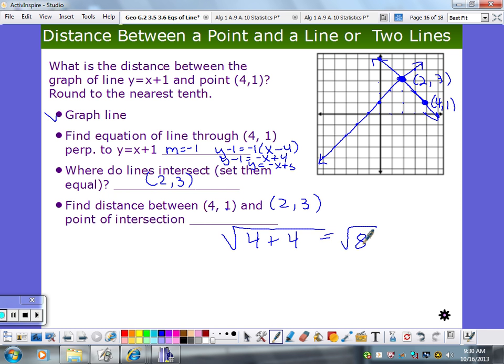Now, if they want this in simplest radical form, I can reduce that, right? Square root of 8 is 2 rad 2. How come? Because that's 4 times 2, and I can take the square root of that guy. So that's fine. If it says, give me the exact distance, that's your answer. That's an exact distance. Usually, though, we don't speak about 2 rad 2, at least not in this context. What's the distance? So we run that through our calculator, and that's approximately, if I did it right, 2.8, I think. Okay?